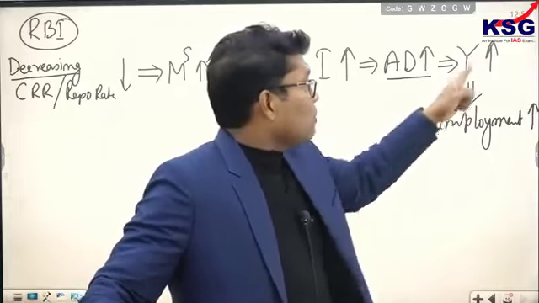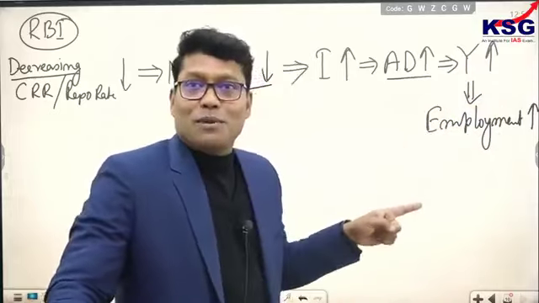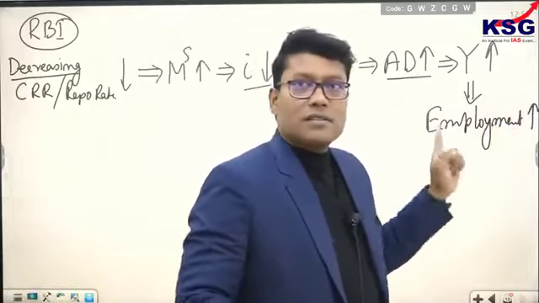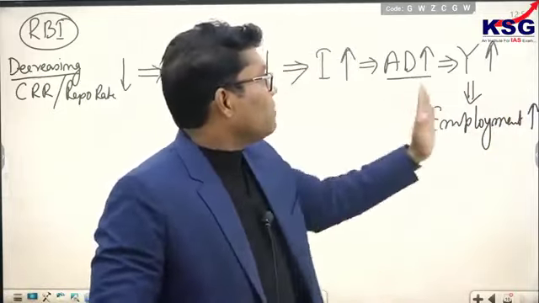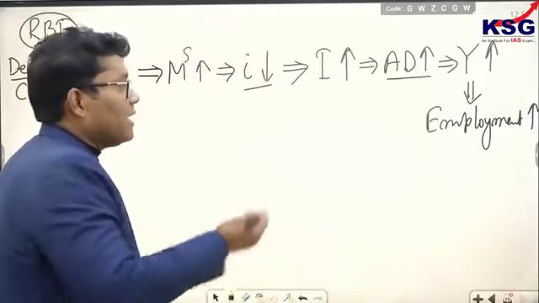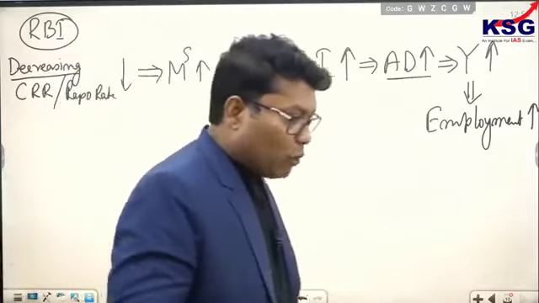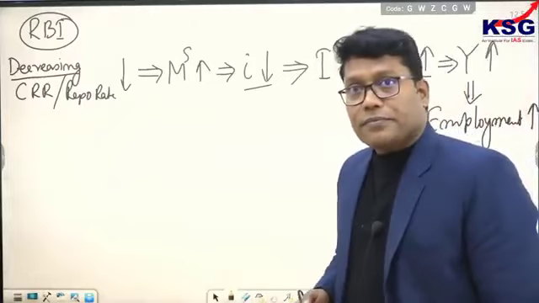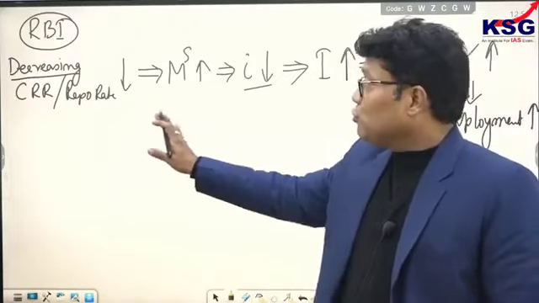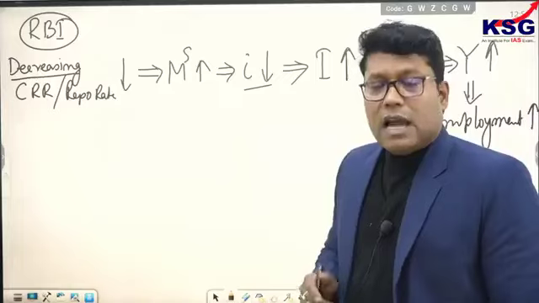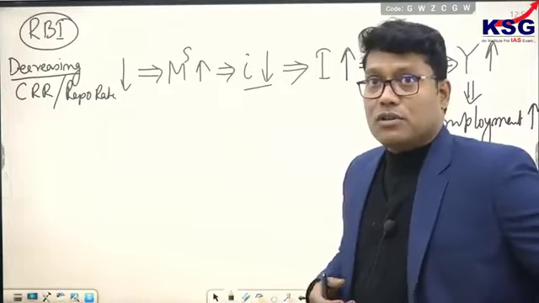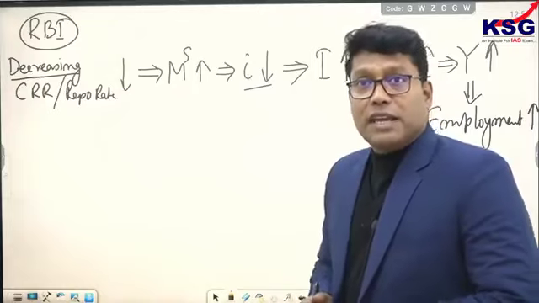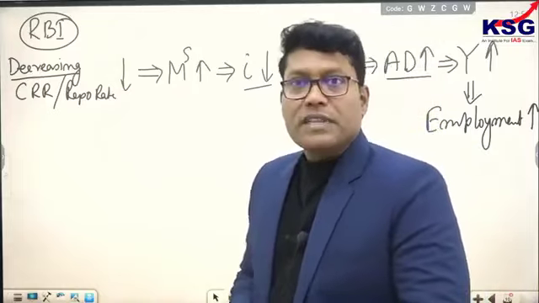And to produce more output, definitely you need more employment, more labor. So when you are hiring more labor, employment is going to increase. So see, all macroeconomic variables are going to increase. Demand has increased, output has increased, employment has increased, investment has increased. That is the positive part, that is the role of the RBI. I mean, in monetary policy, that is what they want. But it is not always true that your economy can work in this way.